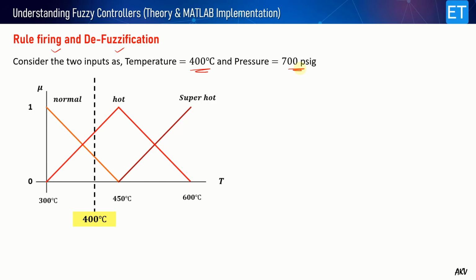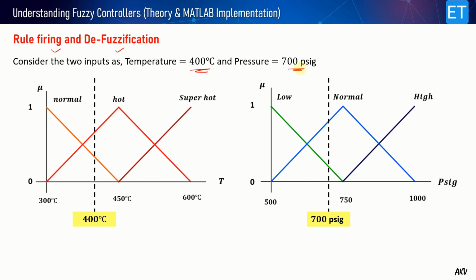Let's see. What we have to do is draw the membership functions of temperature and pressure. Okay. So now you draw one vertical line for 400 degrees Celsius, this one, and a vertical line for pressure 700 psig. So here you can see that this line is cutting at two points. There are two intersection points. It is cutting the hot as well as normal temperature.